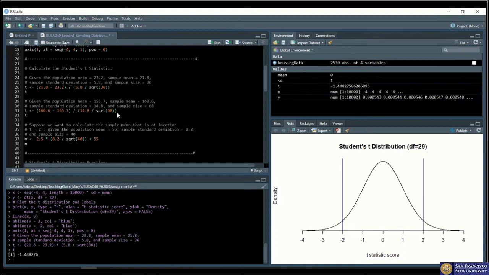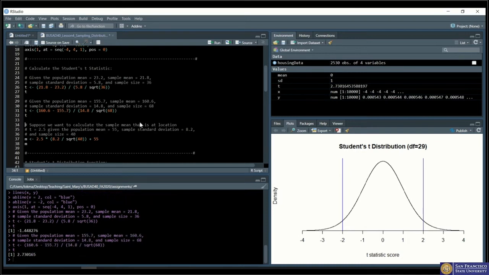Well, given another case, let's say I have the population mean 155.7 and the sample mean 160.6. And I want to calculate the standard error with the sample standard deviation 14.8 and sample size 68. So I plug everything back into my t-statistic equation. I calculate this, and this time I get a positive number, which is 2.73, somewhere closer to the right-hand side of the distribution.